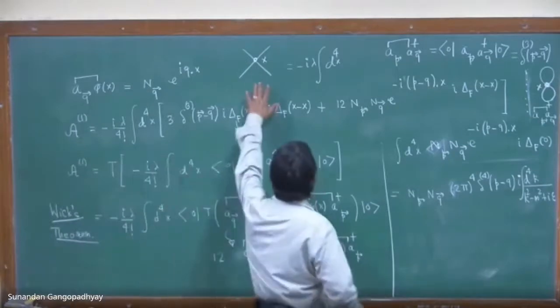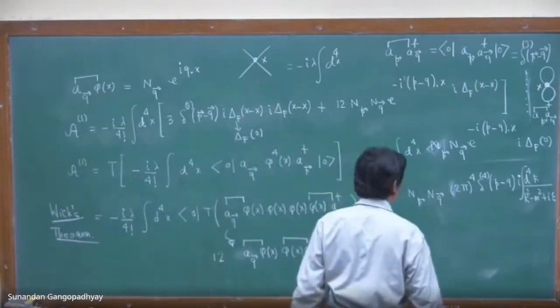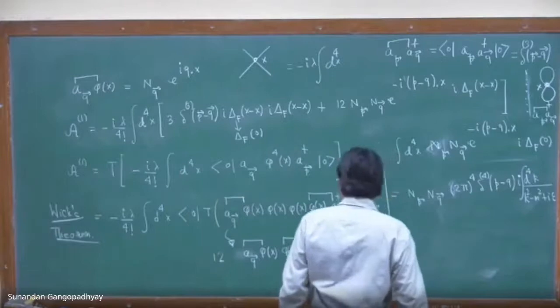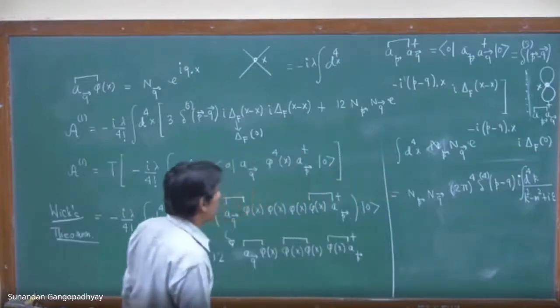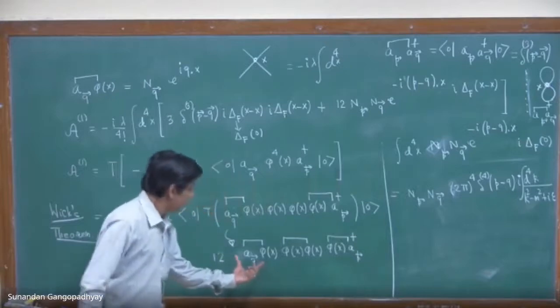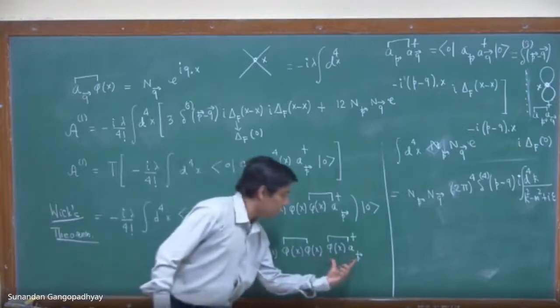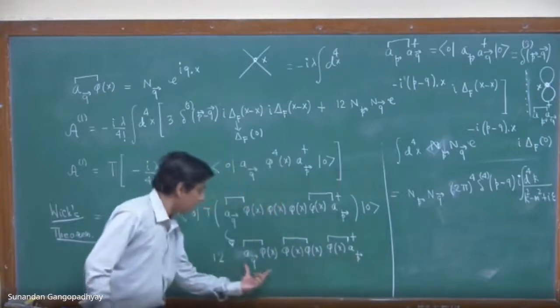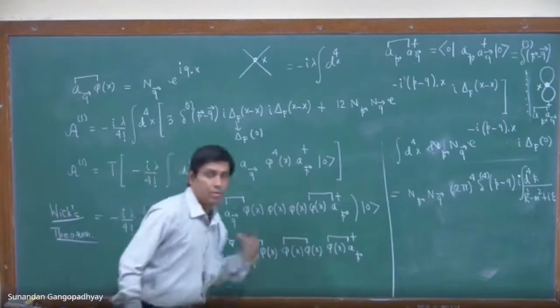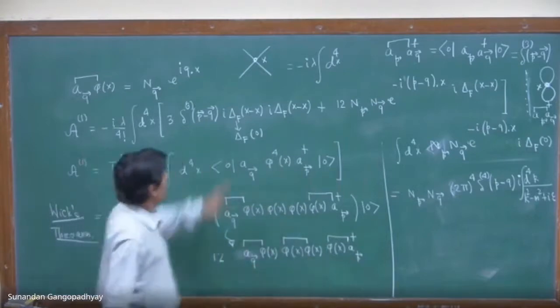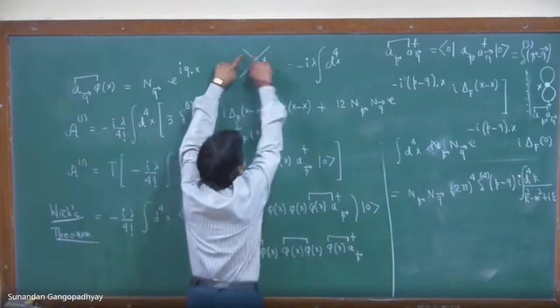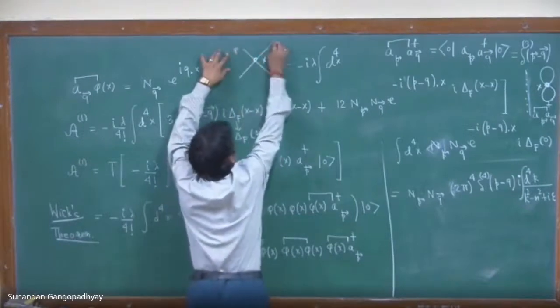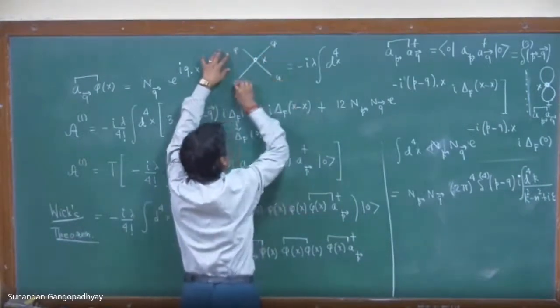So as I mentioned, this is the vertex. And now you can see that there are two contractions, phi with a dagger, and a with phi, and phi with phi. So these are the four legs, these are four phi's kind of. You have four phi's here. Okay?